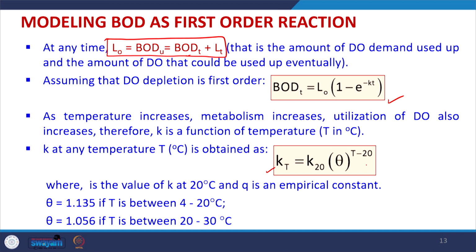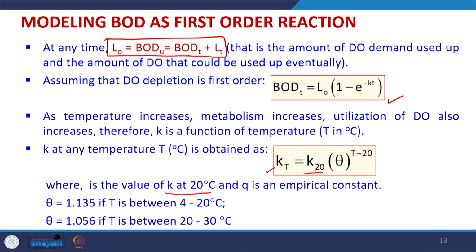Combining both equations together, we can always write the BOD in terms of temperature and time. Now, this K is the K at 20 degree centigrade. Remember, the T value given here is always in degree centigrade. We have to write the value in degree centigrade, we cannot represent it in Kelvin or Rankine etc. Now, the theta value is an empirical constant and is a function of temperature. Generally, in the range of 4 to 20 degree centigrade, theta can be written as 1.135, and between 20 to 30 degree centigrade 1.056. There are different theta values depending upon the type of wastewater also, but generally they will fall in this range, 1 point something.